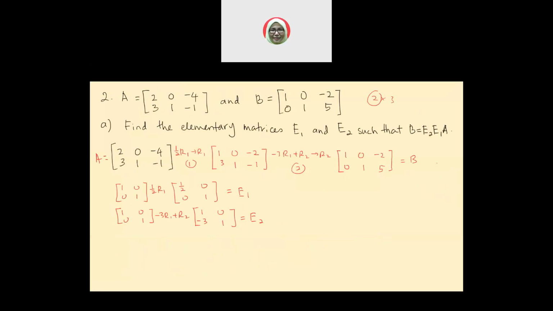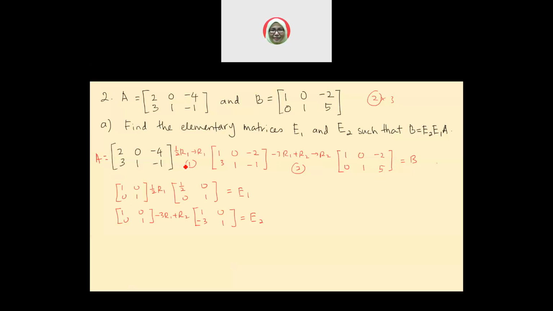Question 2, given two matrices. This matrix is 2 by 3, right? To find the elementary matrices for this sequence, B equals E2 E1 A, we get the elementary row operations first, from A to reduce to B.